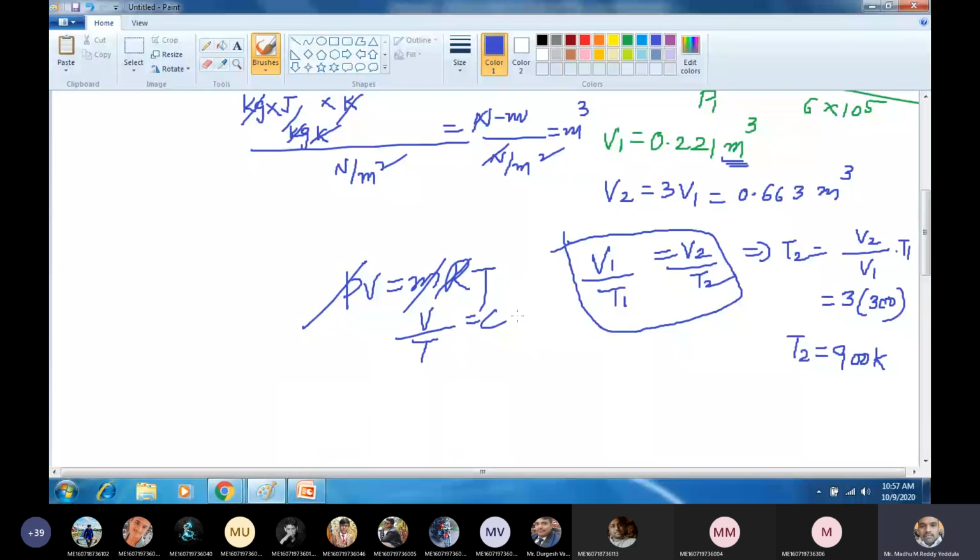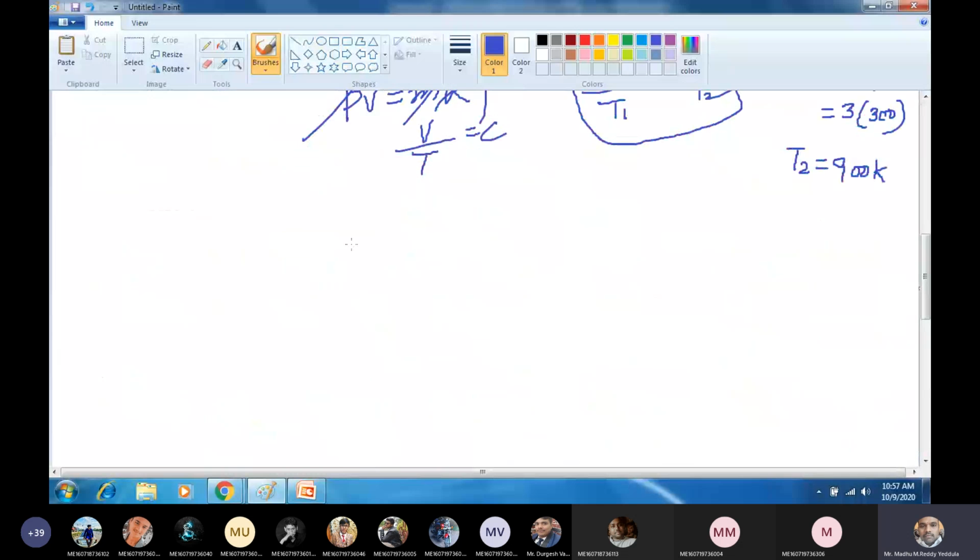For any process, you can use the equation of state as the basic equation. Now, after getting the final temperature, what is asked next? Work done by the gas, right? How to calculate work done during a constant pressure process? Work done is equal to P into V2 minus V1. So P is given.